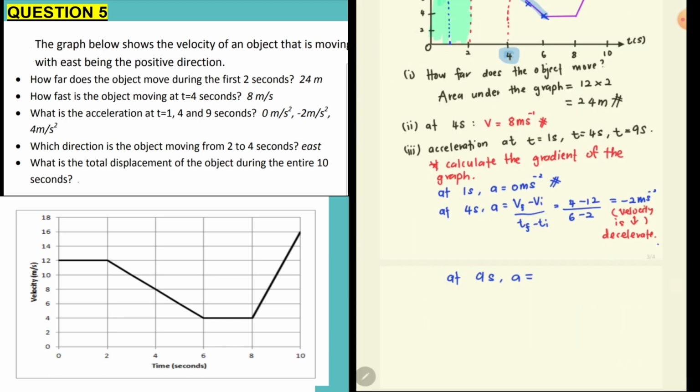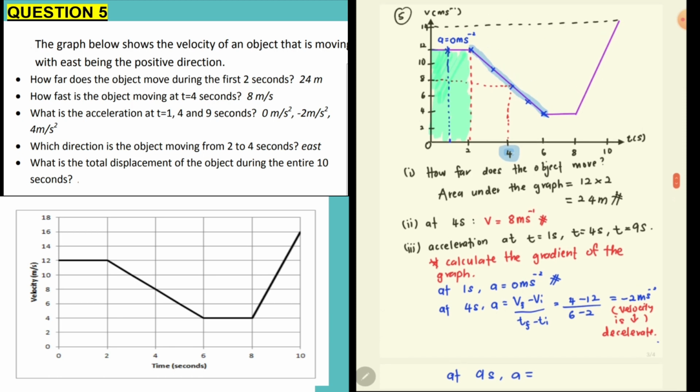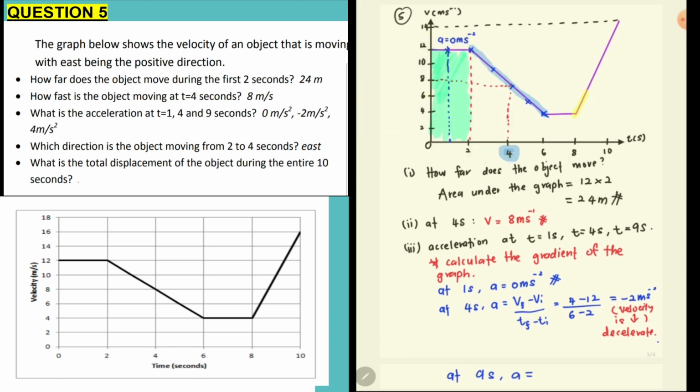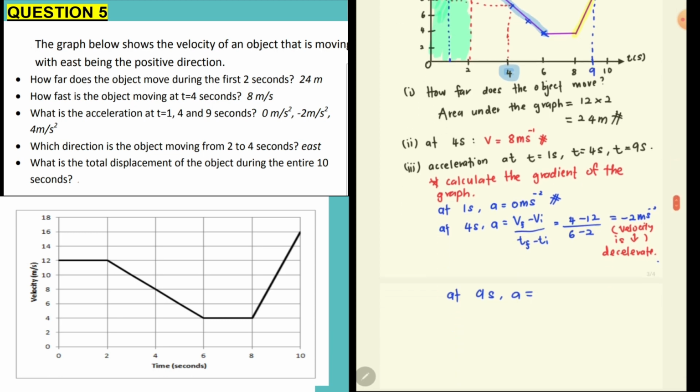Acceleration is equal to, okay, same goes to the previous part. We want to calculate the gradient from 8 to 10, because we want to know the acceleration at 9. The gradient at 8, 9, 10 is the same gradient, so same acceleration.